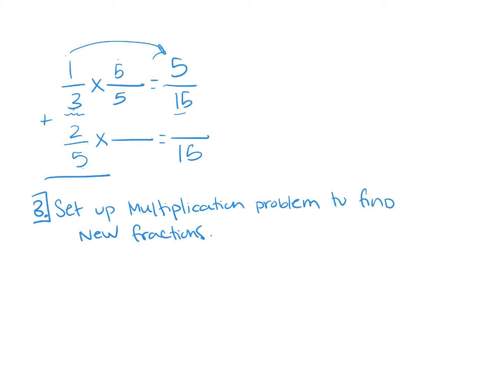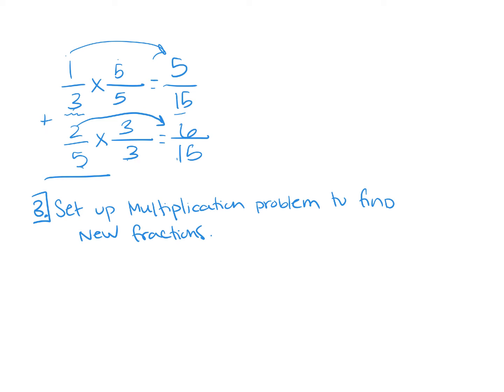We're going to do the same thing for 2/5. 5 to 15 is 3. I do the same thing on top. 5 times 3 is 15. 2 times 3 is 6. So 2 over 5 is the same thing as 6 over 15.